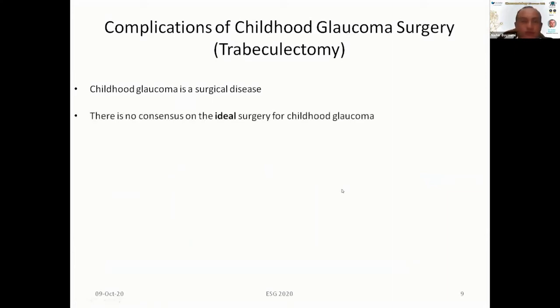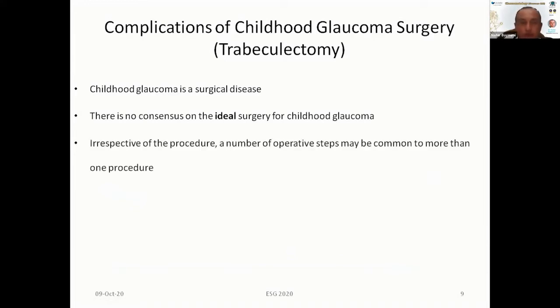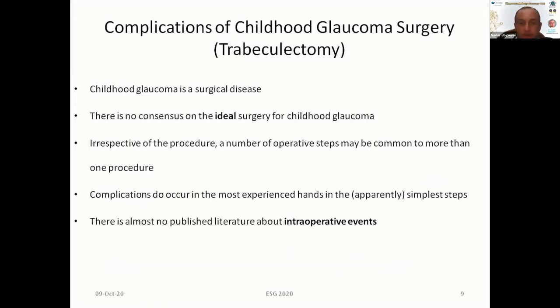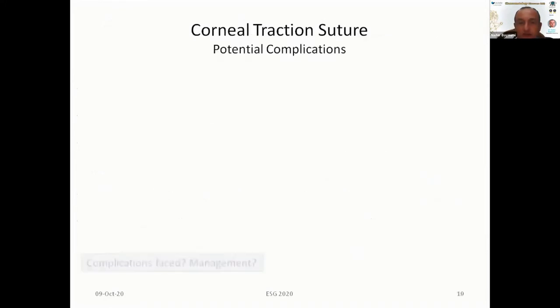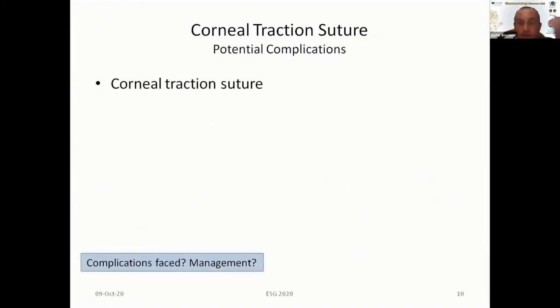So essentially, childhood glaucoma is a surgical disease, and there is no consensus on the ideal surgery after the angle surgery, of course, and irrespective of the procedure, a number of operative steps are common to more than one procedure. Complications do happen, and let's have a look at some of the intraoperative complications encountered. The complications may start in the very beginning with the exposure of the operative field.